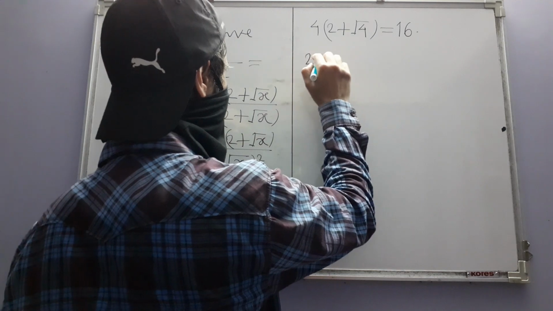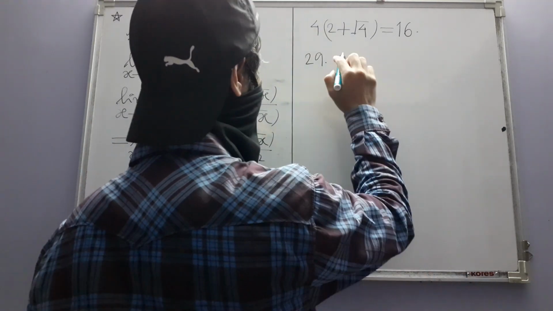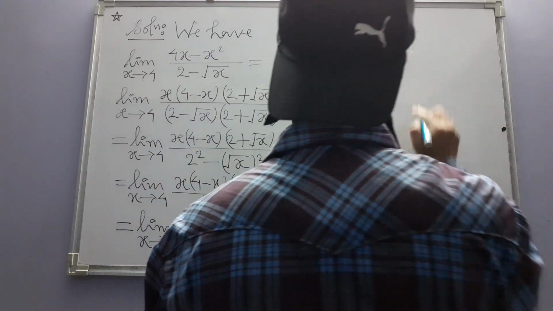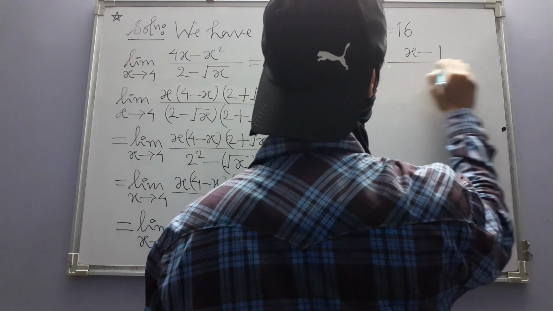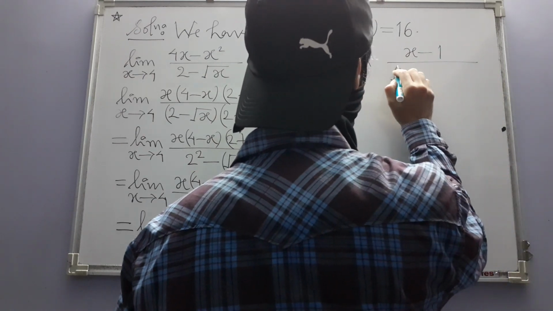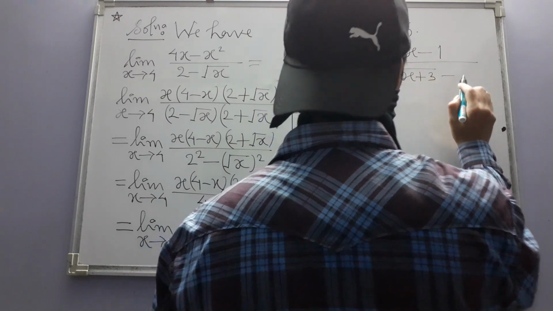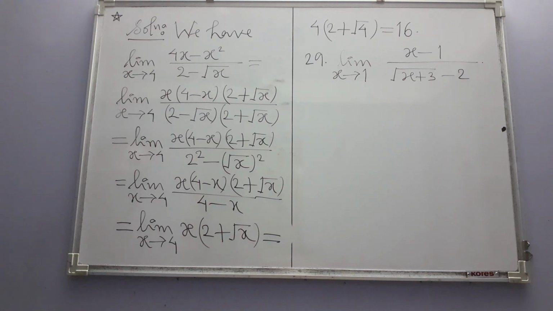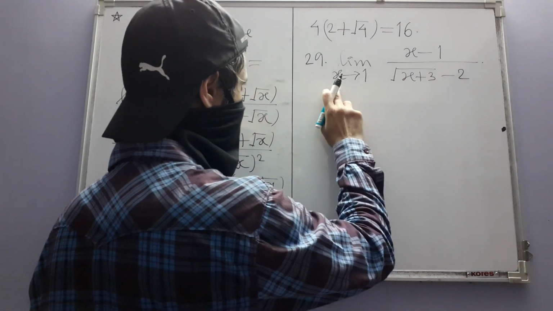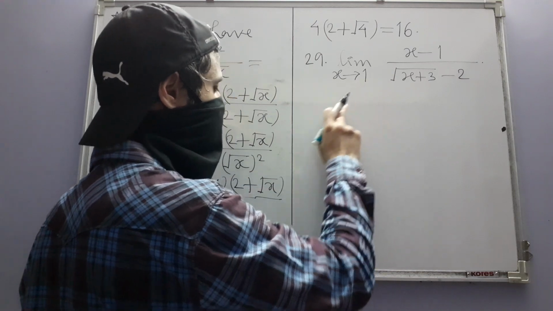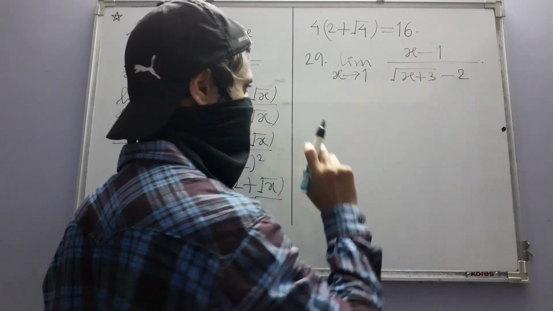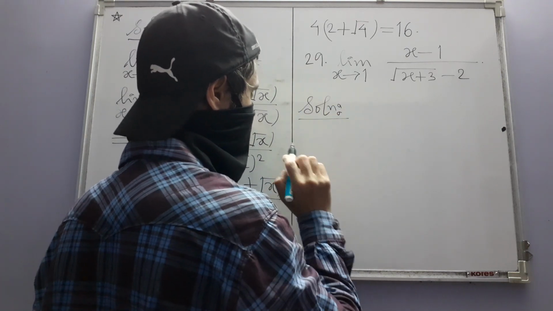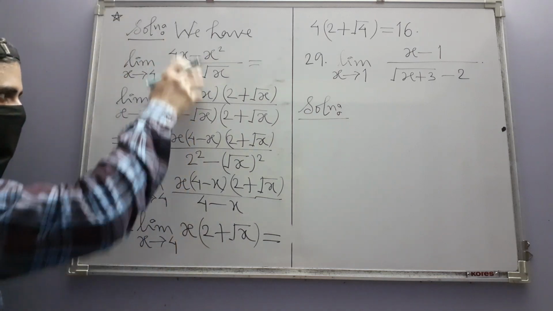Next, 29. Limit as x tends to 1 of this function, x minus 1 divided by square root of x plus 3 minus 2. Here you know that your factor that you need to cancel is x minus 1. Already one x minus 1 is sitting in the numerator. So we need to bring x minus 1 in the denominator as well by doing something like this.